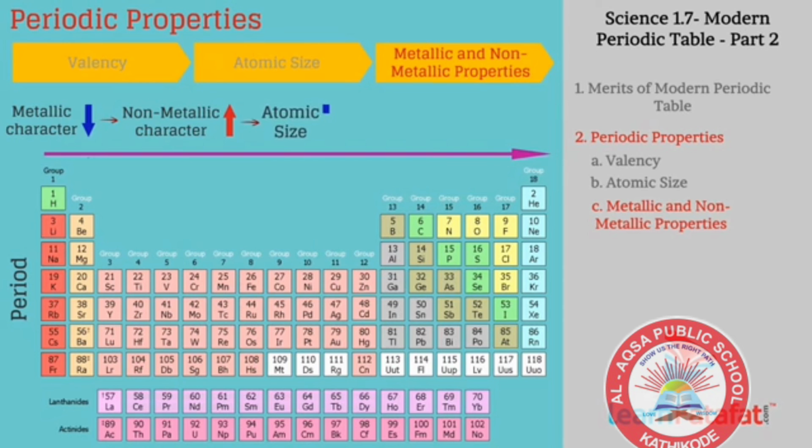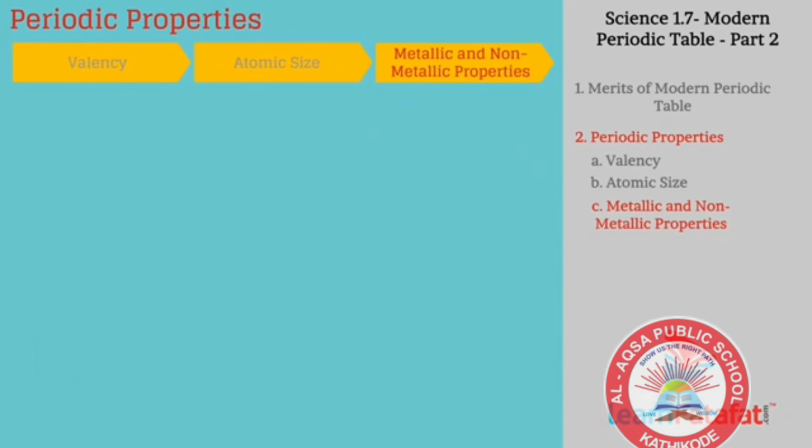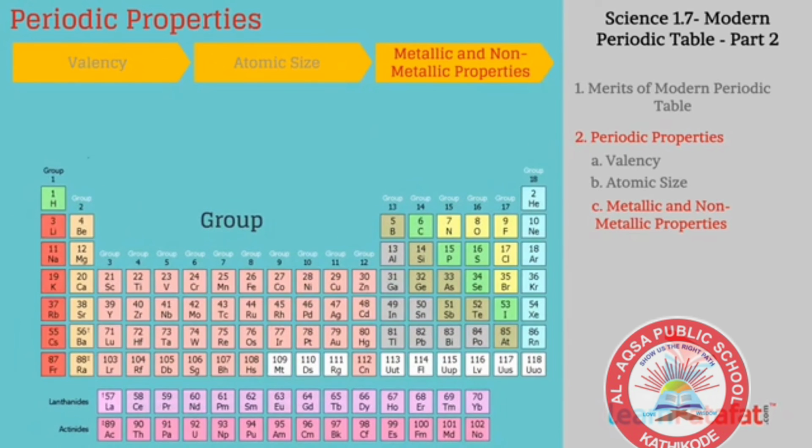Because when we are moving left to right, atomic size decreases. So the force of attraction increases. Nuclear force of attraction increases. So the tendency to lose electrons decreases. That is why metallic character decreases moving from left to right.